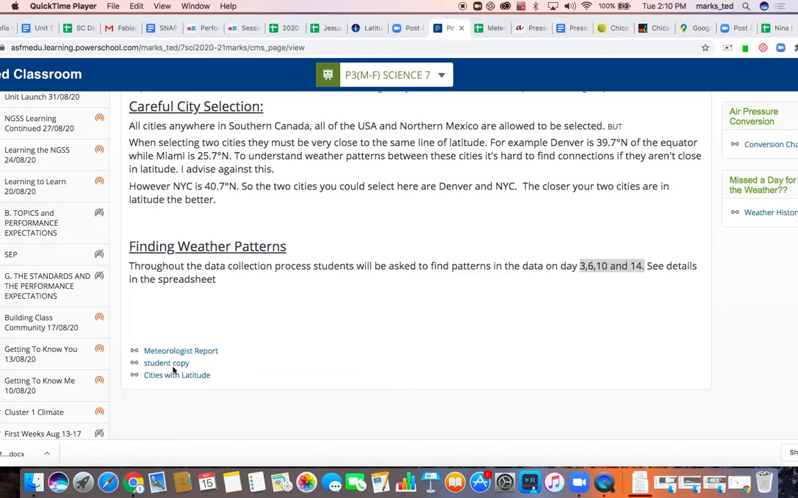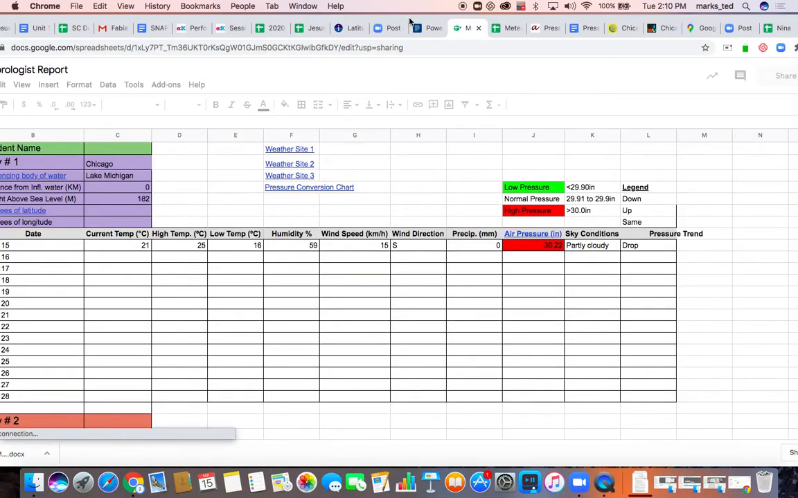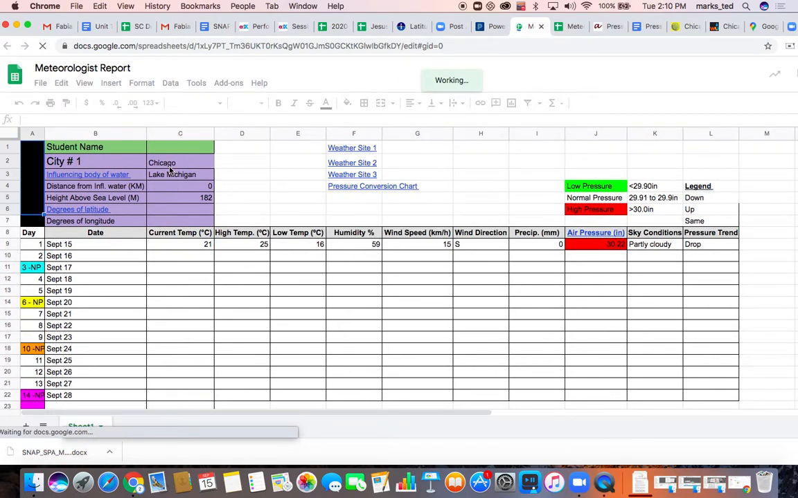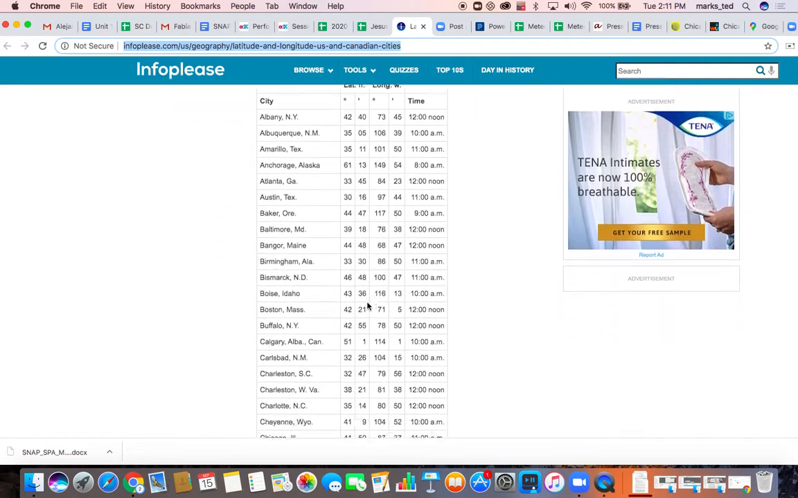What you need to do is make a student copy of the meteorologist assignment, and you will see that one has been filled out for you. This should be deleted, but we've already done Chicago, and I'll show you how I got these numbers. You will pick two different cities. I'm going to show you an example of Chicago, but the cities should be within the same line of latitude, and that's important to identify weather patterns.